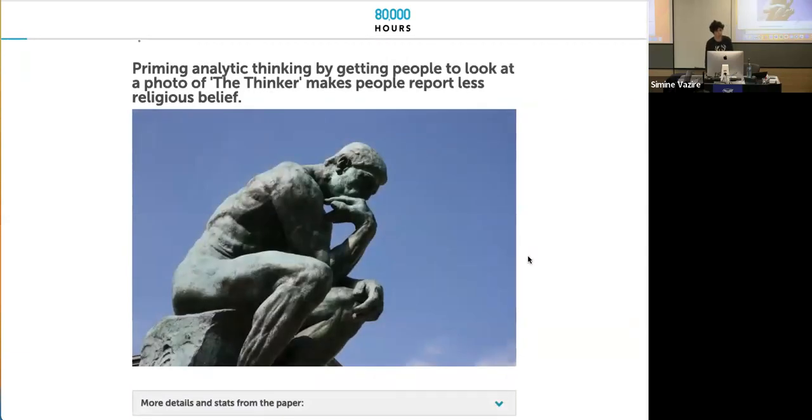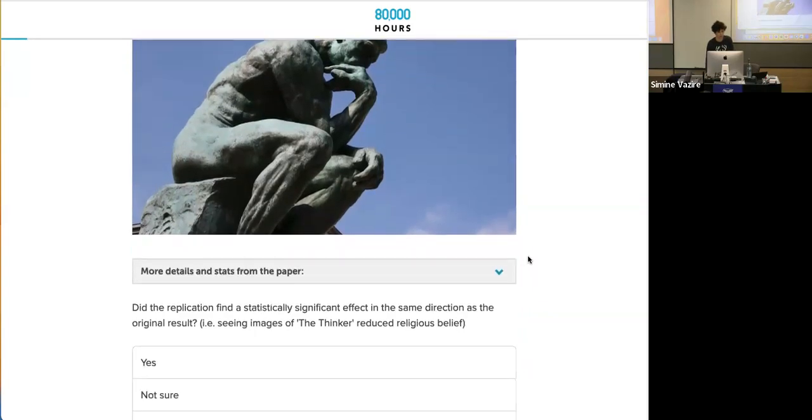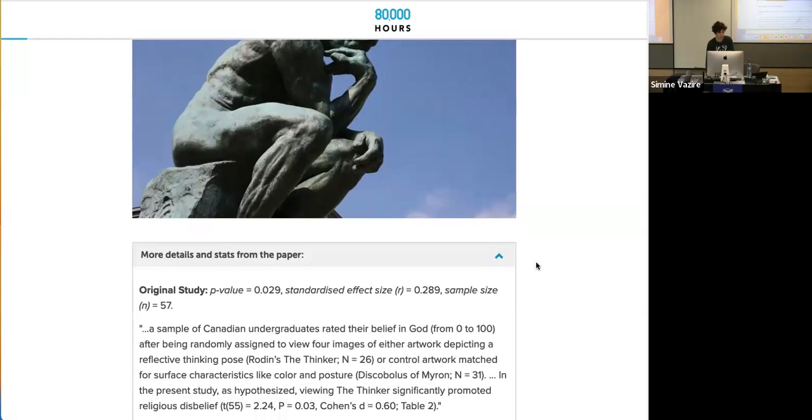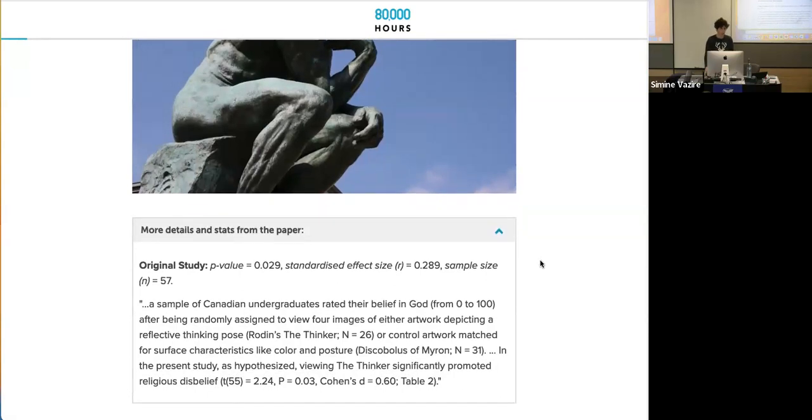Priming analytic thinking by getting people to look at a photo of a thinker makes people report less religious belief. I'm going to expand this, some details and stats from the paper. This isn't much, but it's a bit more than the headline. I'll give you a second to read that. Okay, so before we get into critiquing why we might be skeptical or confident in this finding, let's first make sure we're all on the same page.